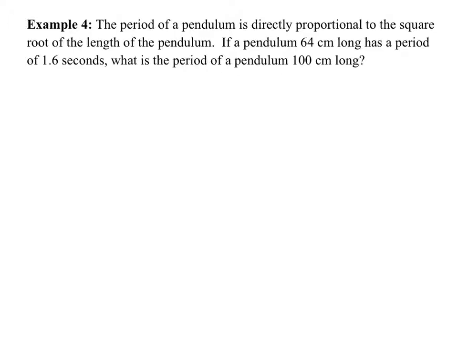The period of a pendulum that oscillates back and forth is directly proportional to the square root of the length of the pendulum. The period, again, is directly proportional to the square root of the length of the pendulum. Stop there. Write your equation. First sentence only, please. First sentence only. Write out your equation.